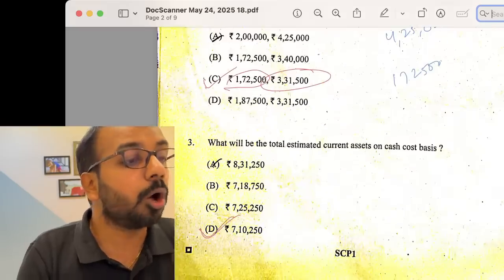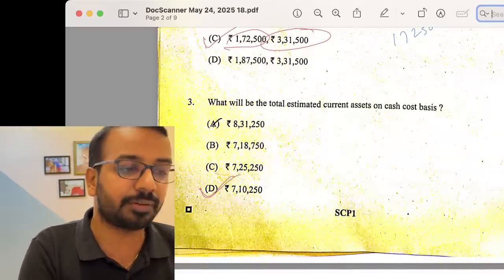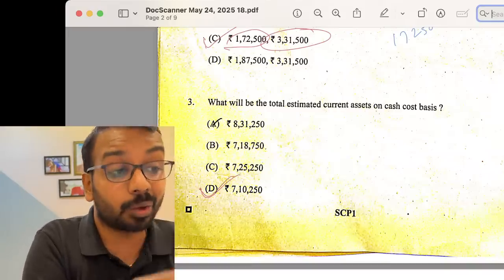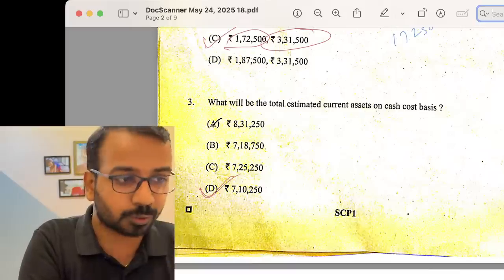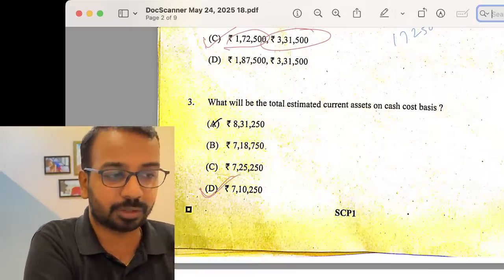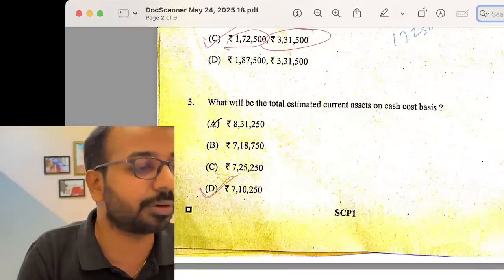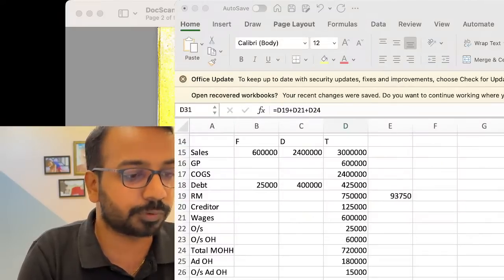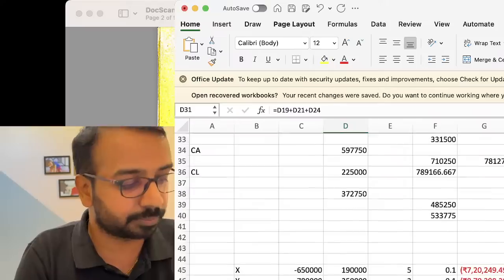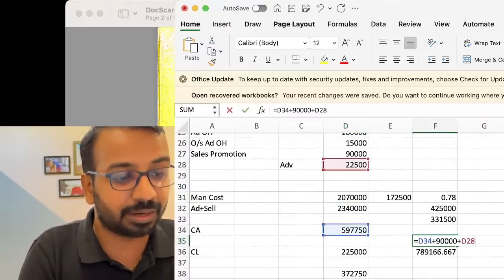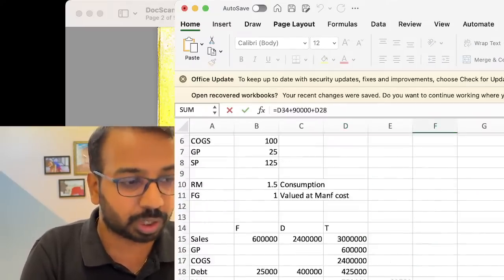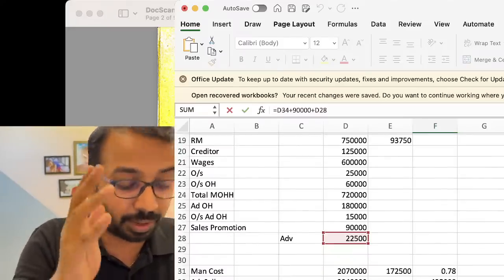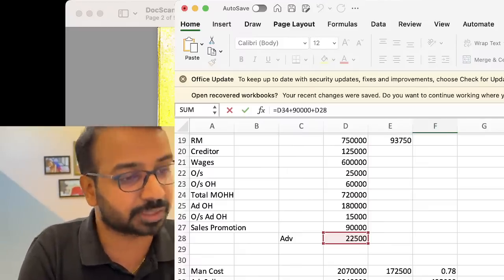Then coming to the third one, what will be the estimated current assets? Here we have considered the raw material, the finished goods, then the debtors, and also cash in hand and the quarterly advance that we have paid. Considering all of that, we get 710,250. Even with Excel, we took a lot of time to solve it. We did some trial and error. Without Excel in an examination scenario, I'm 100% sure it would have been really a difficult task for all of you.